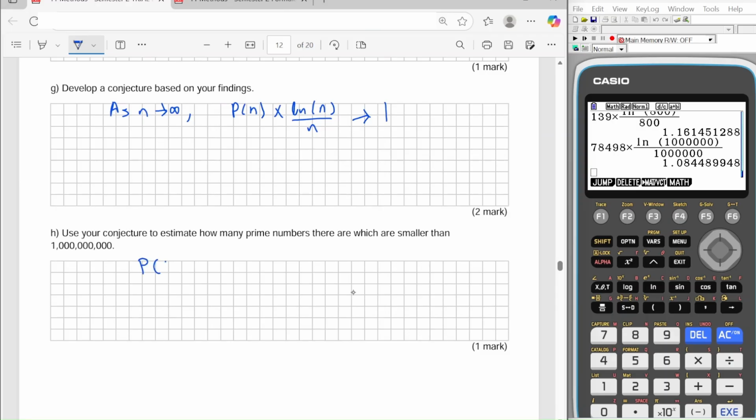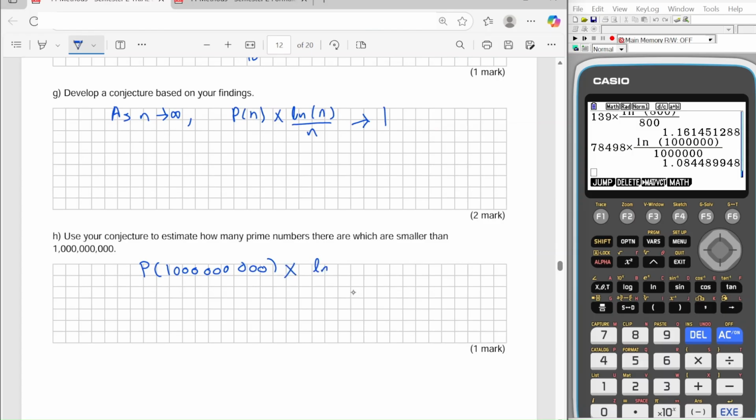So you've got P of 1 billion. There's 9 zeros, yeah. Times log of 1 billion over 1 billion roughly equals 1 from the conjecture. Therefore, P of a billion, I'll use the full version, roughly equals 1 divided by that log thing.